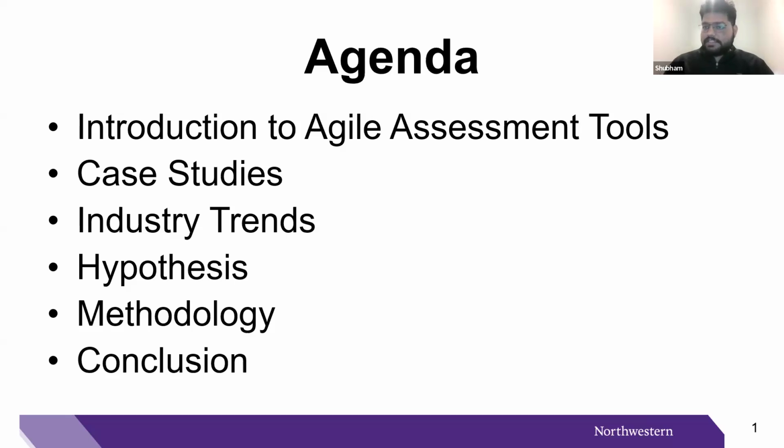Then we'll create a hypothesis and walk through what that could be. And then talk about a methodology to create a path forward as to how companies can better carry through their agile transformations using agile assessment tools. And eventually, in conclusion, we'll talk about a company that could actually execute a successful agile transformation. There are quite a few examples, but we'll take one example in particular as to how they could use agile assessment tools to their benefit and successfully transform into an agile organization.